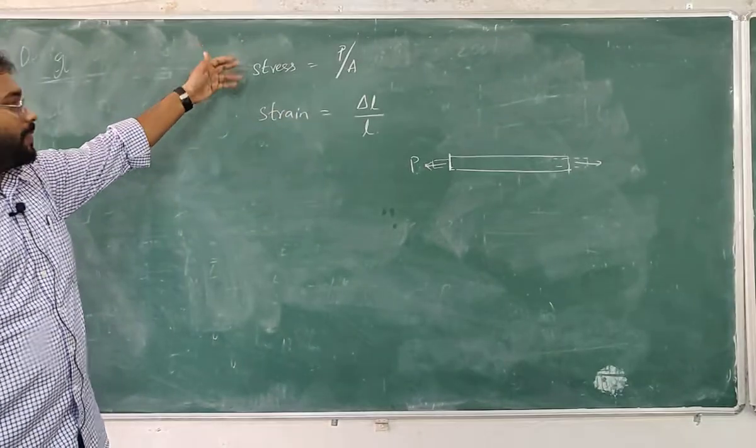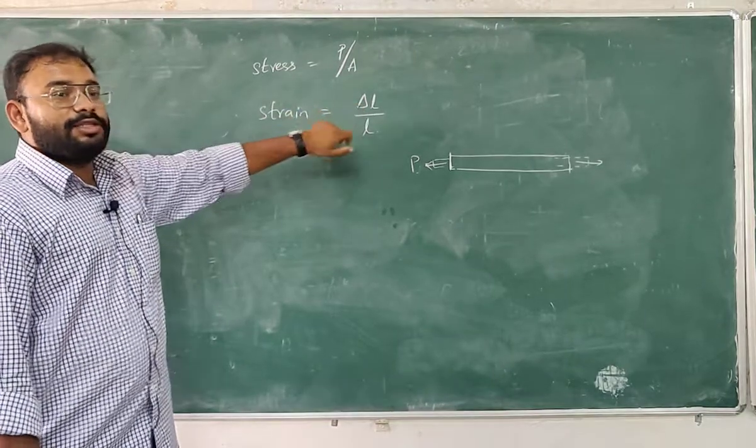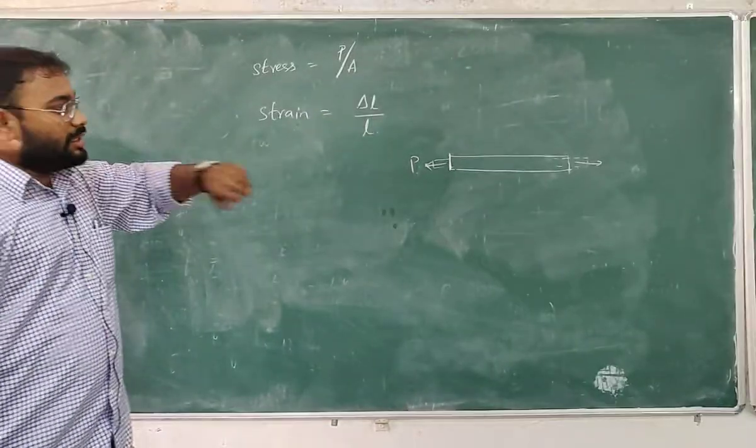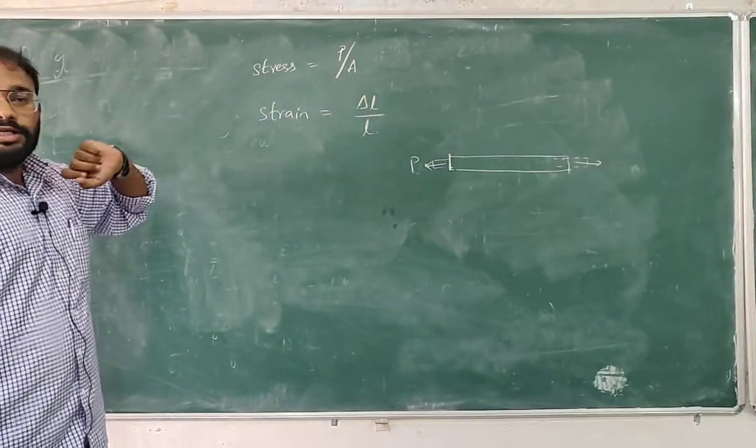Now for strain, it is change in length to original length. Deformations occurred divided by total length. If you divide, you will get the strain.